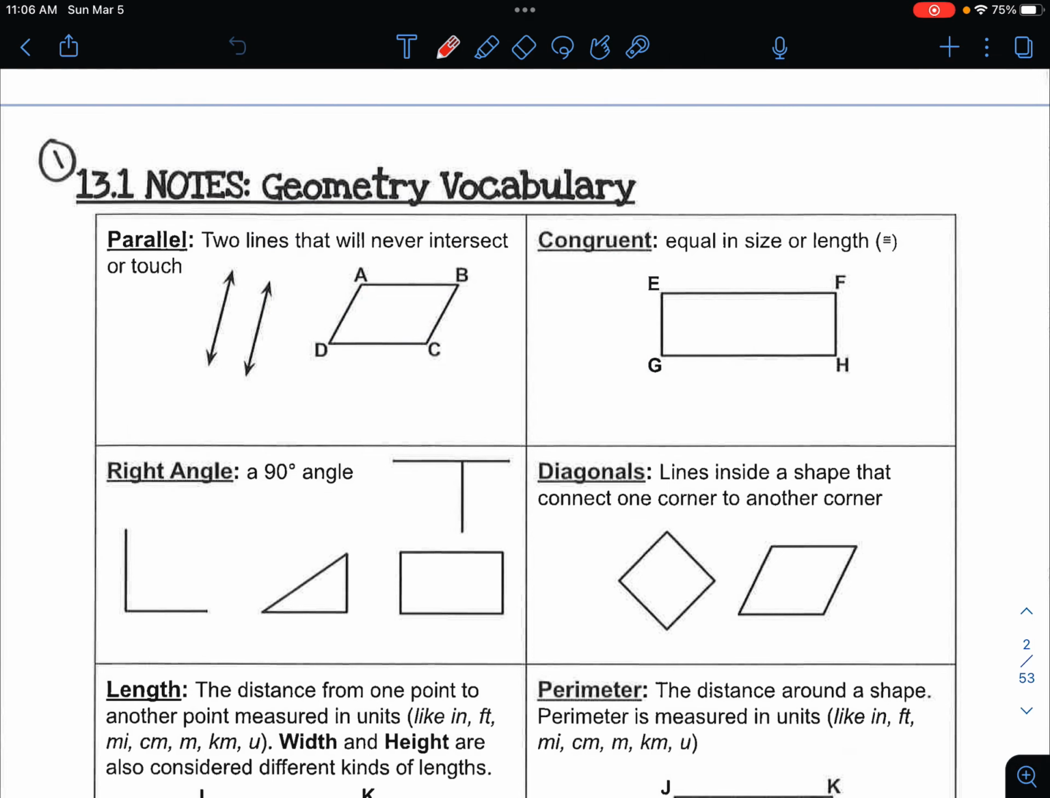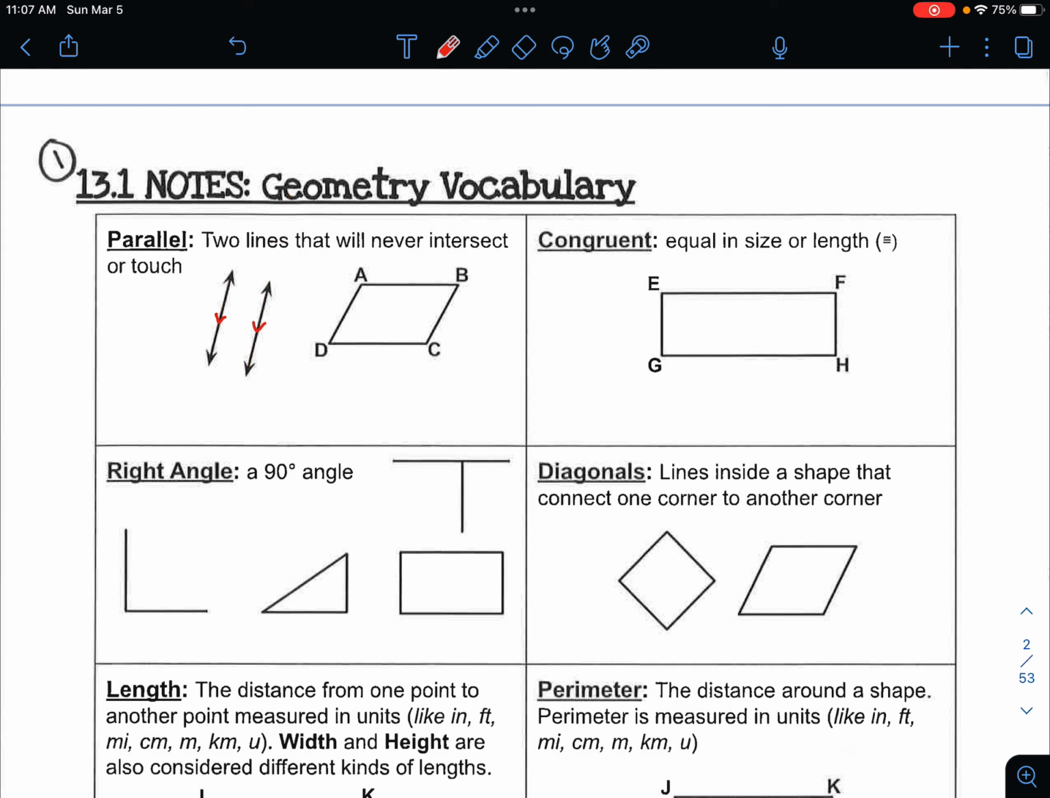Let's choose red, it stands out a bit more. The first term is parallel. Parallel is two lines that will never intersect or touch. So whenever we have lines that are parallel, they don't touch each other. And whenever you see parallel lines, oftentimes you'll see this little arrow thing. Now it could go up, or it could also go down. It doesn't matter. But basically, when you see that, it means that the two lines are parallel. They're never going to touch, even if you extended these lines forever in both directions. They will never, ever touch.